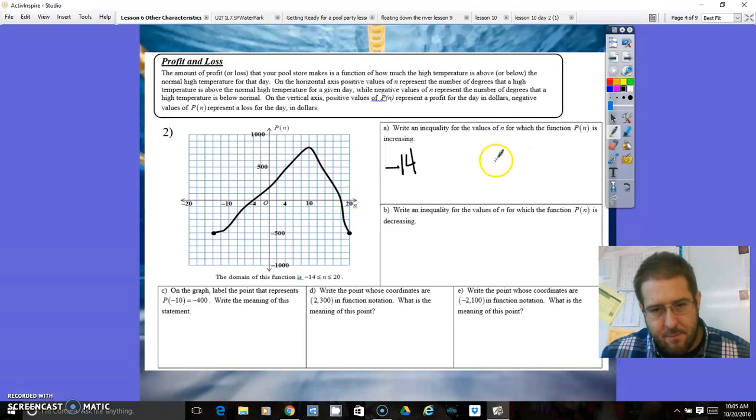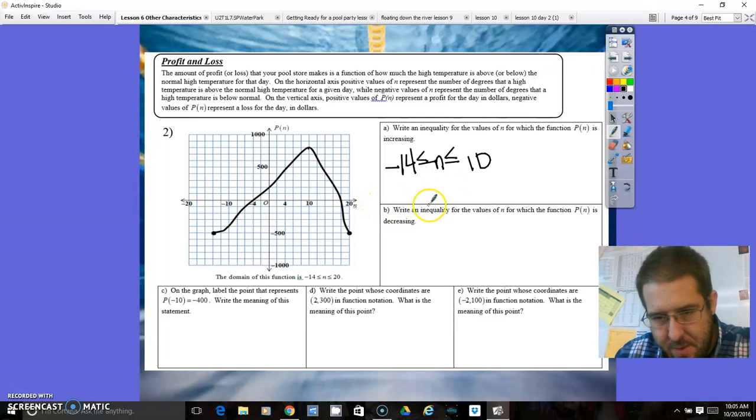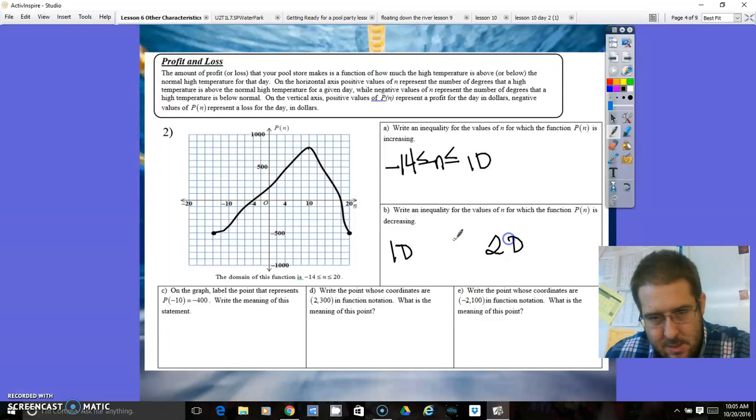Oh, no, sorry, whoa. When is it increasing? 2, 4, 6, 8, 10. It stops increasing at 10. So that's when n can be, great, moving on. Write an inequality for the values of n when the P of n function is decreasing. So from 10 to 20 is when it's decreasing.